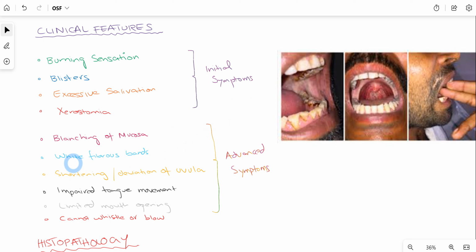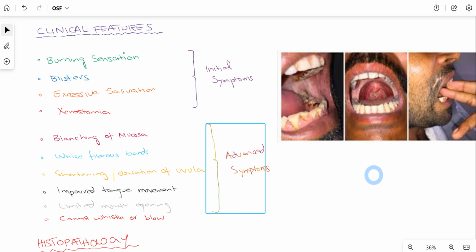Another clinically important sign, which is a distinguishing feature that the patient may be suffering from OSF, is the white fibrous bands. As you can see in this clinical picture, these bands are around the tonsillar pillars, anterior and posterior pillars, and also around the retromolar pad area and palate. All around these areas you can see there are white bands, and when you palpate them, they're actually very hard because of excessive fibrosis. So this is an important feature, white fibrous bands, which you can also see clinically.